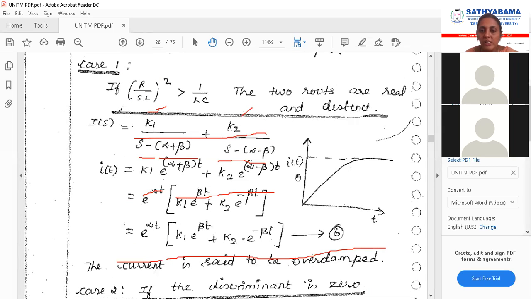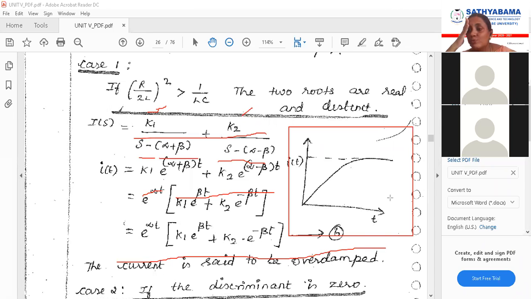This is the response. Response is nothing but I of t, a graph between I of t and time. I of t is the current with respect to time. So the waveform will be increasing. If you take some values for t and plot it out, you will get a graph like this. This is for case 1.